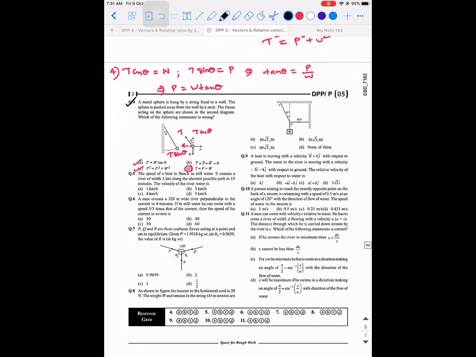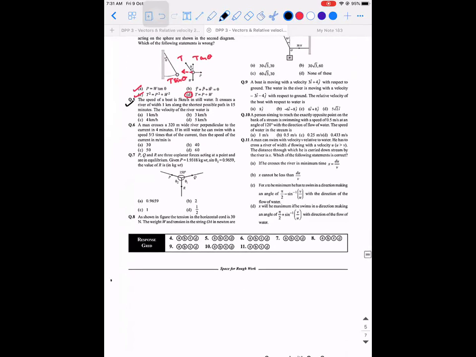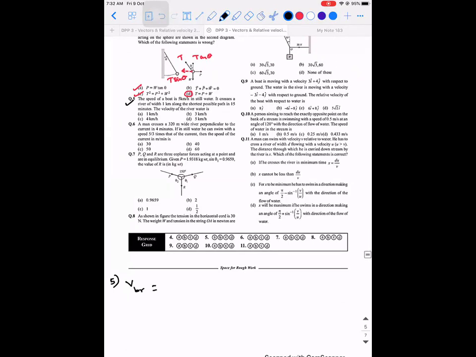Okay. Moving on to the next problem. The speed of a boat is 5 km per hour in still water. So what is that? Velocity of the boat with respect to river, V_BR. Okay, SR or PR, it means the same. Velocity of the boat with respect to river is 5 km per hour. It crosses a river of width 1 km along the shortest possible path in 15 minutes.